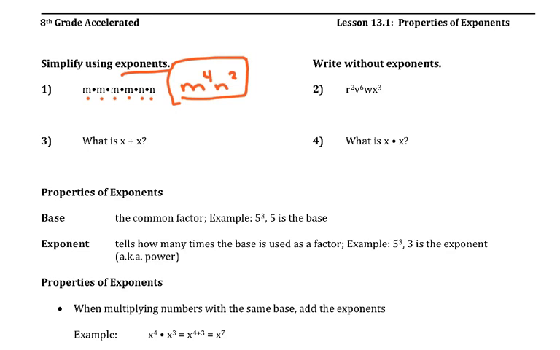Number 2, it says write without exponents. So this is called expanding. To expand a polynomial, you would write it the long way. So r to the second power is r times r, and then v to the sixth is v times v times v times v times v times v. 1, 2, 3, 4, 5, 6. Okay, and then times w, and then x to the third. And that's an expanded version of that polynomial.